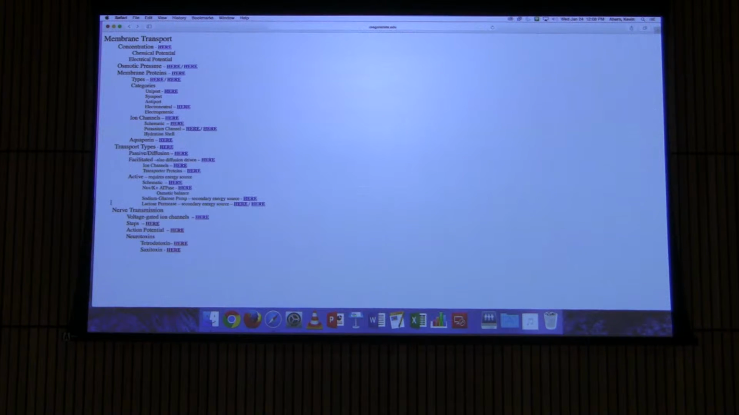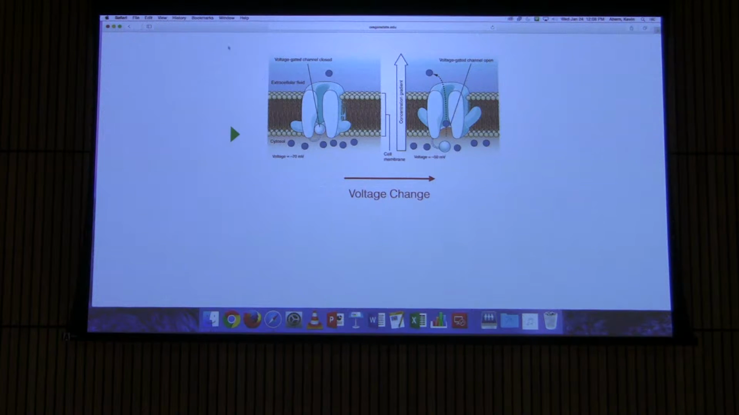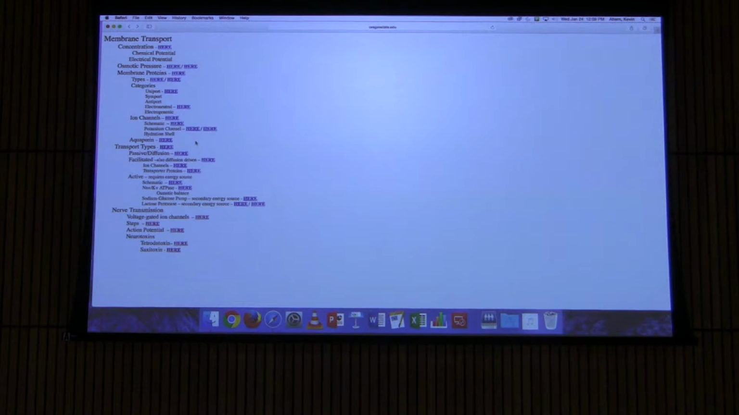So that's what I want to say about nerve transmission. And I don't think there was anything else, that just simply shows the ion gating right there. Questions about that?